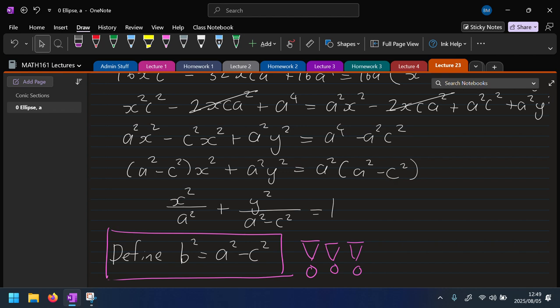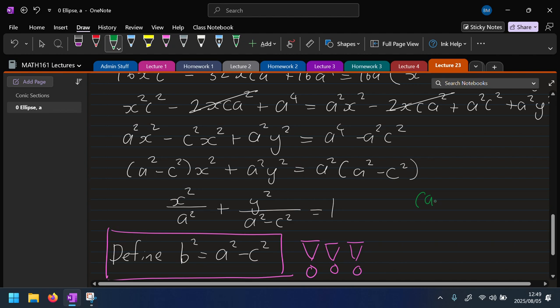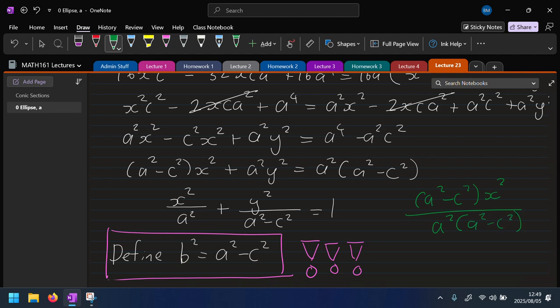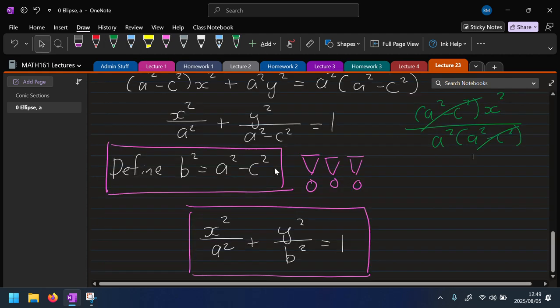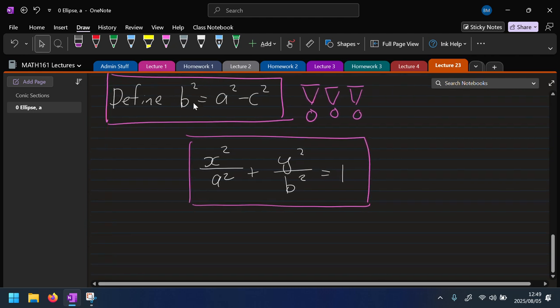Yeah, so it's something like this. So a squared minus c squared x squared over a squared minus c squared, and then that will cancel. We're left with that bit. Okay. Similar thing for the y. You end up with something like that. Okay. Again, please put a box around this b squared, where we got that from, and then a box around the final answer.